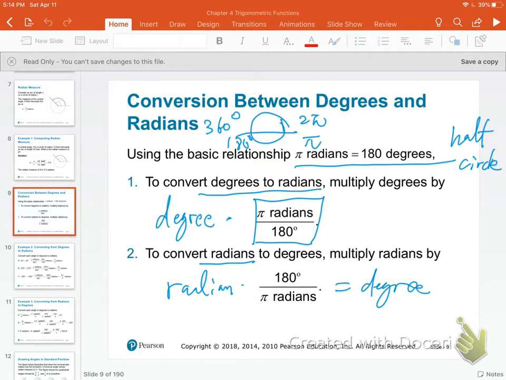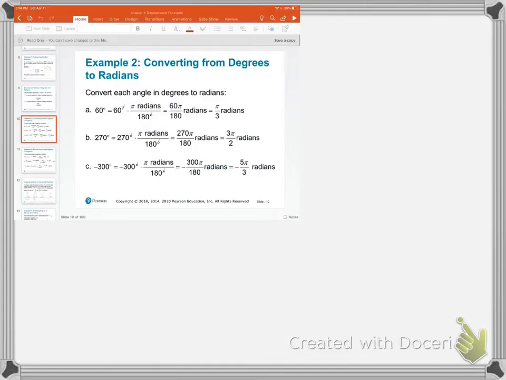Degree measure times pi over 180, you will get a radian measure. Okay, so now let's look at examples. First, let's look at changing degrees to radians. You want radian measure, so radian measure on top, pi on top.